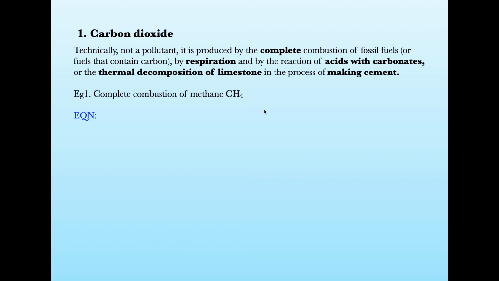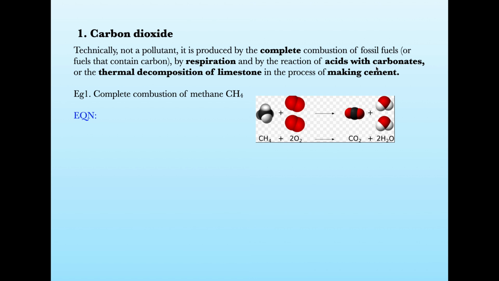So, complete combustion of methane. This one I've done for you. And remember, when you have complete combustion, you've got plenty of oxygen, and the two products are carbon dioxide and water. The water will appear as water vapor at first because this reaction produces lots of heat, and then it will condense to form droplets of water. Okay, so there's the balancing for you. It's good balance in practice, complete combustion.